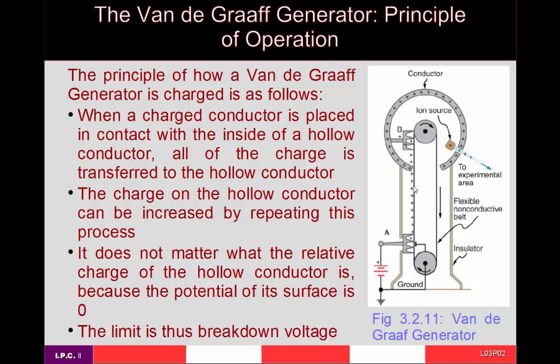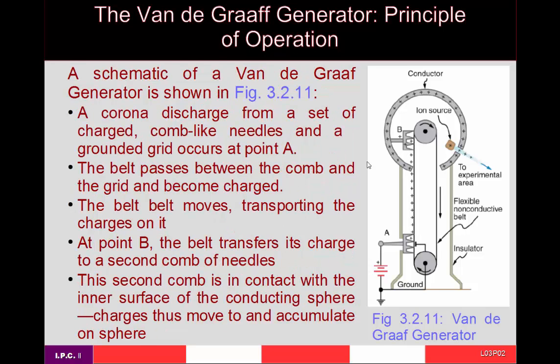And so we move the conveyor belt upward. We have charges on this conveyor belt, and it ends up coming in contact with a second comb. And when it gets to the second comb, it comes off of the conveyor belt onto the comb. The comb basically picks it up.